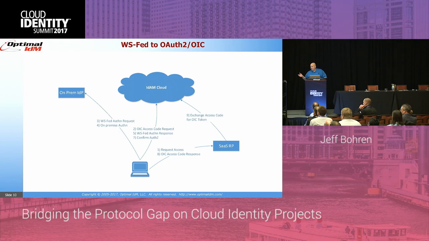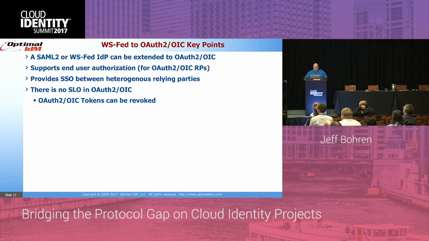The reliant party then makes a back-channel REST call back to the cloud identity service to exchange that access code for an access token, possibly a JWT as well, maybe even a refresh token. So the takeaway here is, yes, absolutely, you can extend SAML2 or WS-Federation IDPs to OAuth2 and OpenID Connect. You can even do it without identities in the cloud.